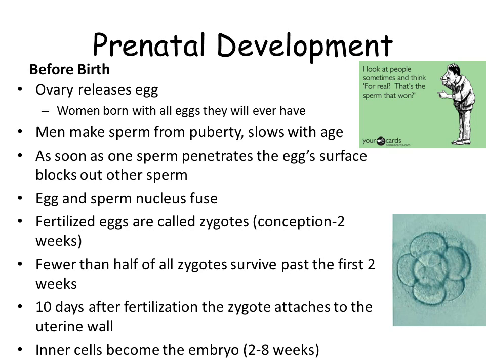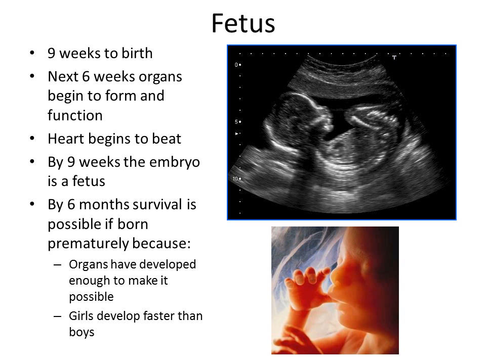As soon as it attaches to the wall in the uterus and the inner cells become the embryo, that's about 2 to 8 weeks. So if you hear people refer to a baby in the womb as an embryo, you can now correct them and say, oh, that's only weeks 2 to 8. So then we have the fetus, and fetus is 9 weeks to birth.